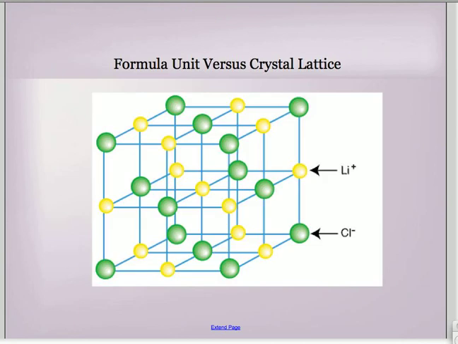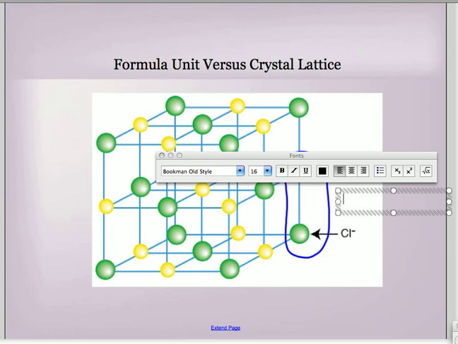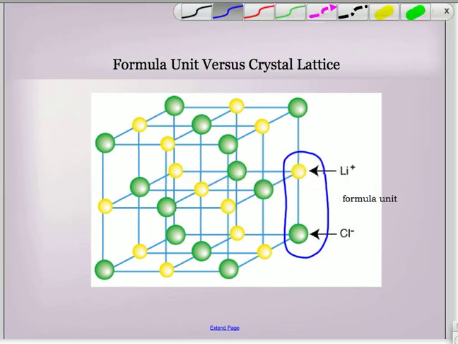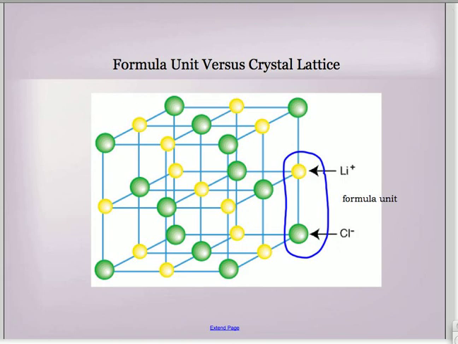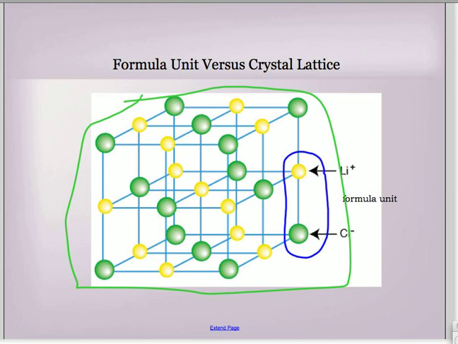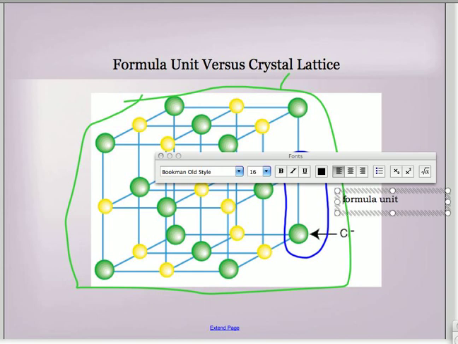Just real simple, quick, you want to make sure you understand that there is a difference between a crystal lattice and the formula unit. Your formula unit would be this guy right here. And then the whole big picture is your crystal lattice. So when you're writing your formulas, this is what you'll be doing. Your formula unit is going to equal your chemical formula.